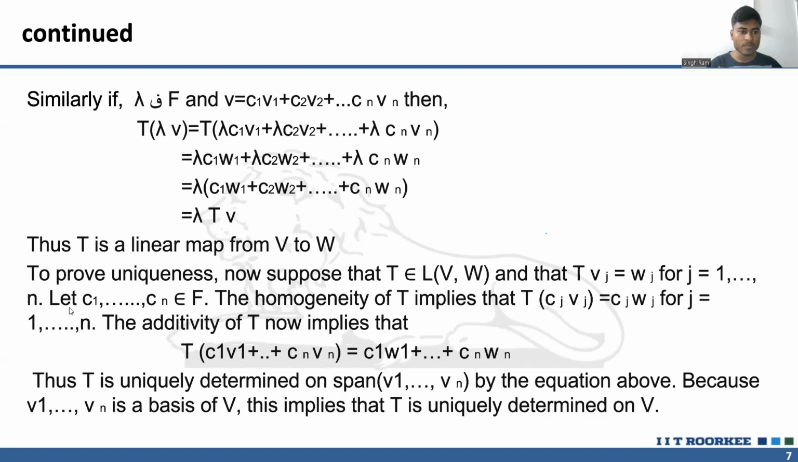let c1, c2 up to cn belong to the field F. The homogeneity of T implies that T applied to cj vj is equal to cj wj for j equal to 1 up to n. The additivity of T now implies that T applied to c1 v1 plus c2 v2 up to cn vn is equal to c1 w1 plus up to cn wn. Thus T is uniquely determined on the span of v1 up to vn by the equation above. Because v1 up to vn is a basis of V, this implies that T is uniquely determined on V.